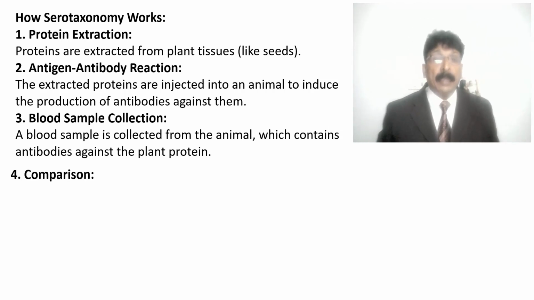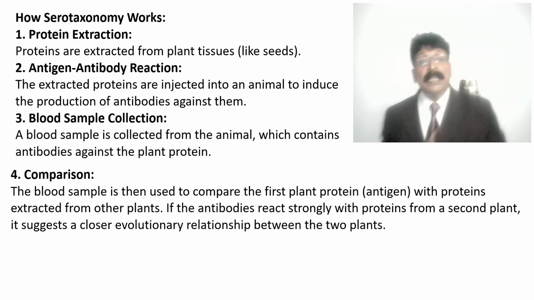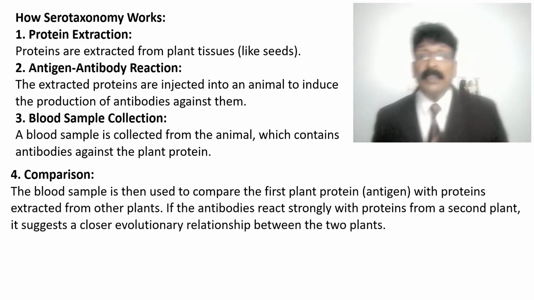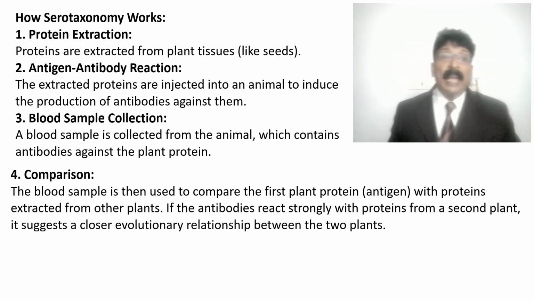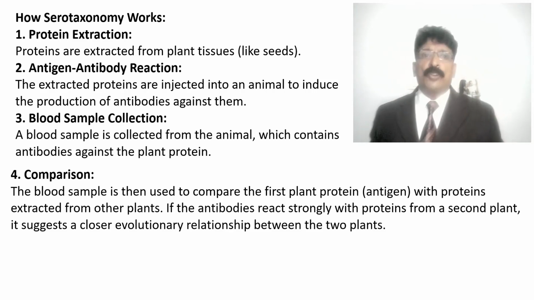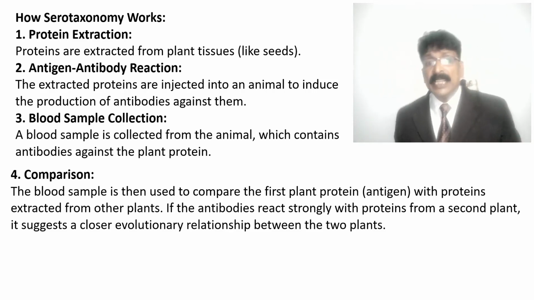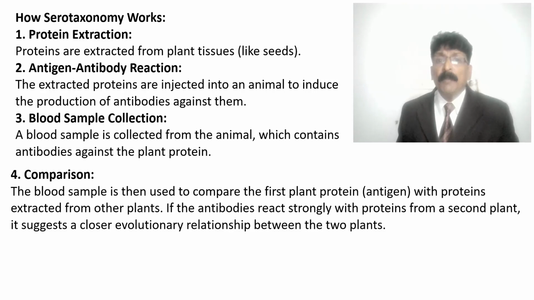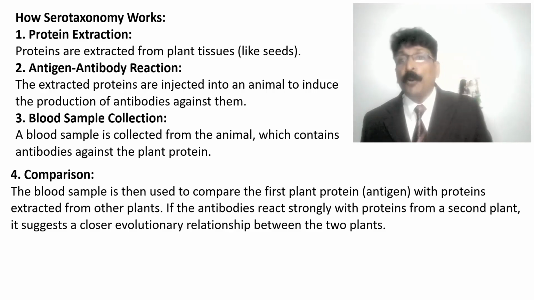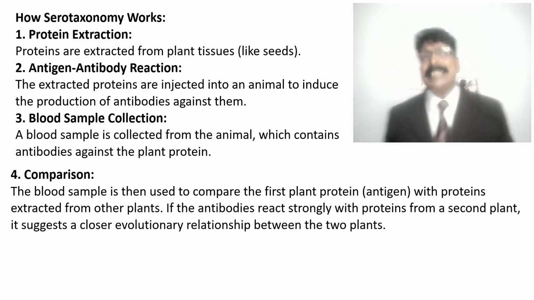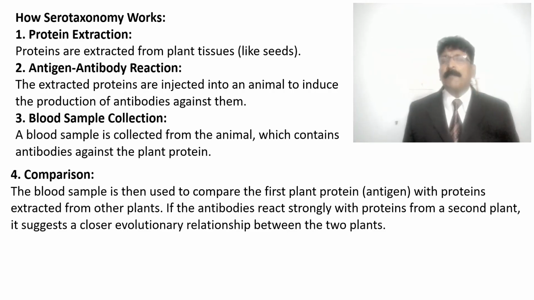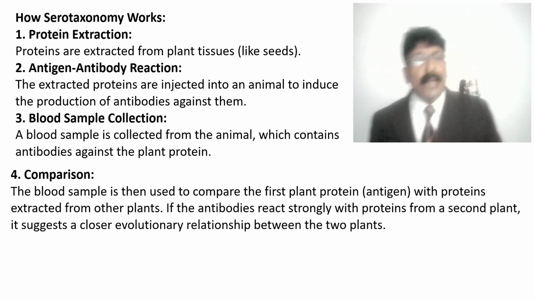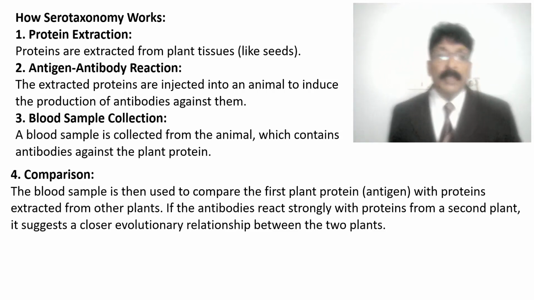The blood sample is then used to compare with the first plant-origin antigen and with extracts from other plants which may have a relationship. If the antibody reacts strongly with the protein of the second plant, then it suggests a closer evolutionary relationship between the two plants. So the relationship of plants can be studied by means of the antigen-antibody reaction.